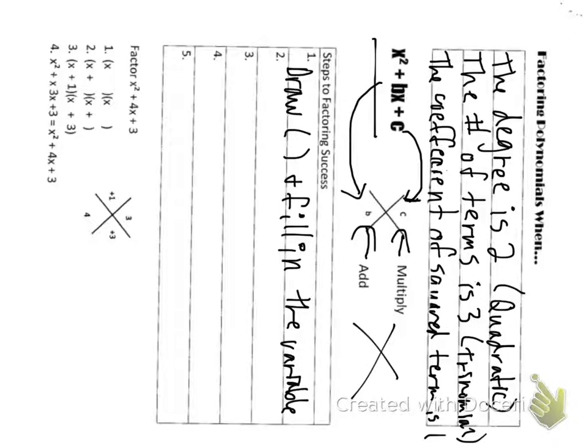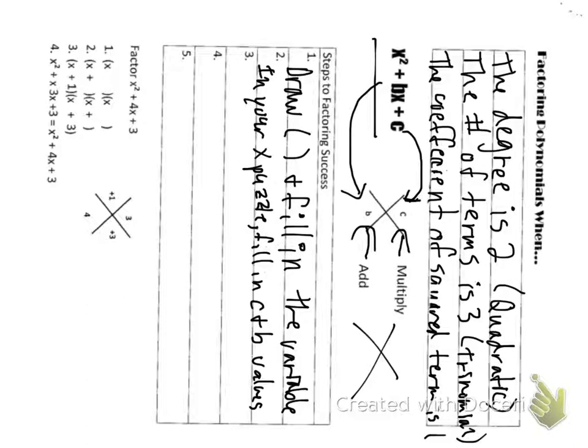Step 2. In your x puzzle, fill in the c and b values. So once again, you always put your c up top in the multiplication spot, and you'll put your b in the bottom of the x in the addition spot.